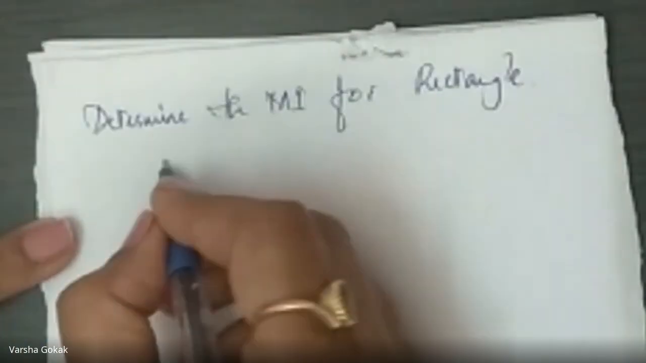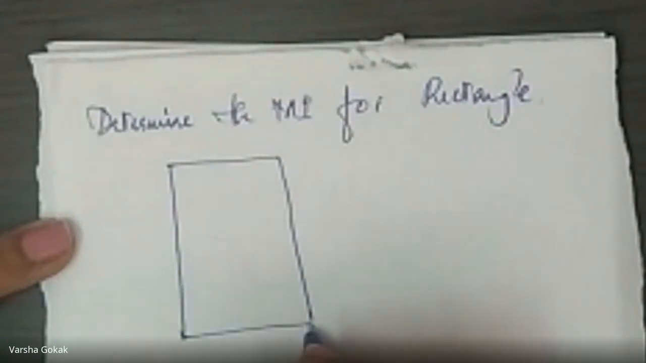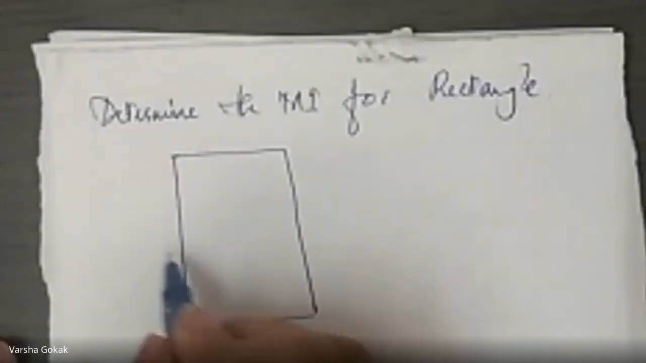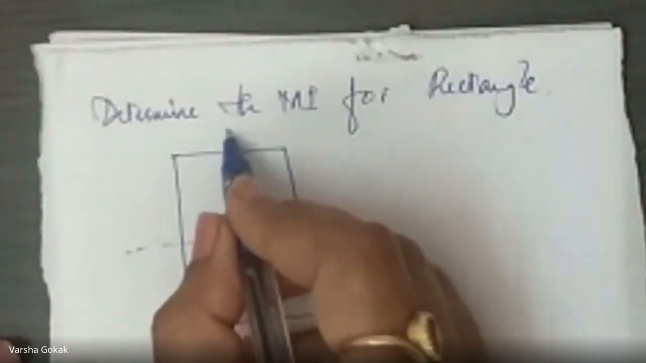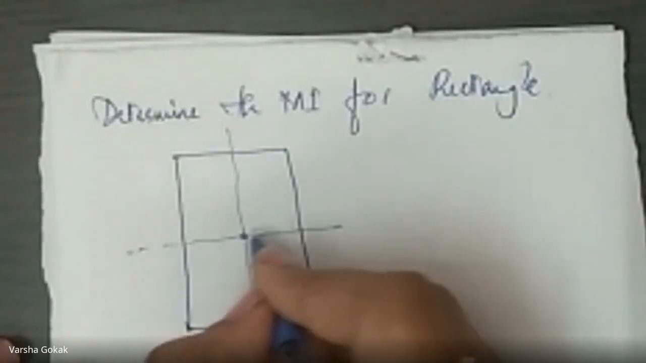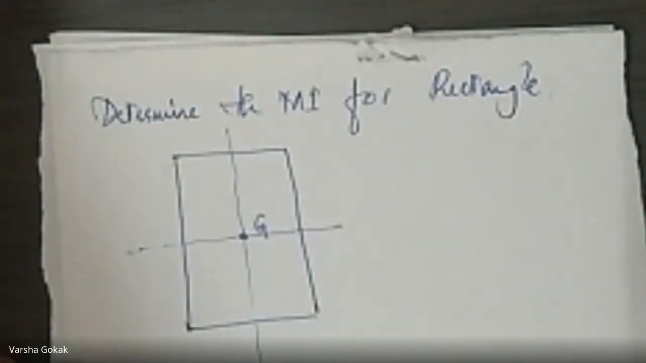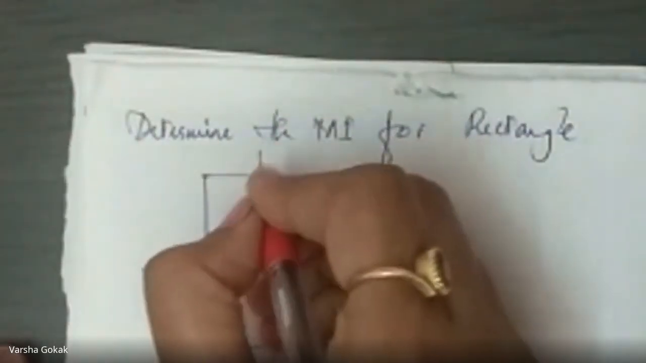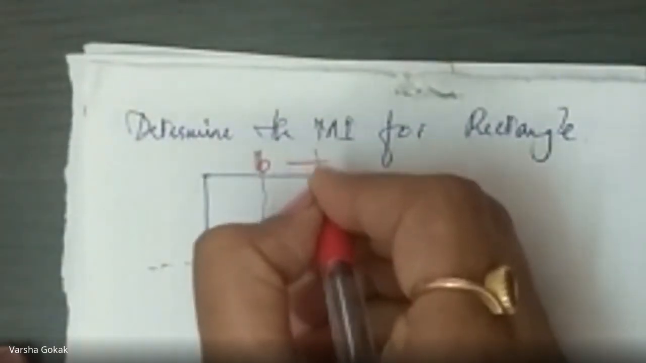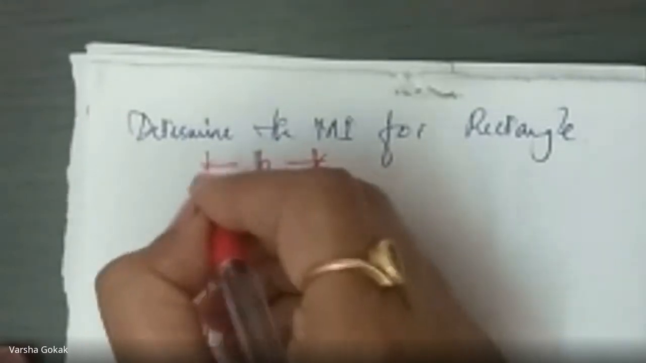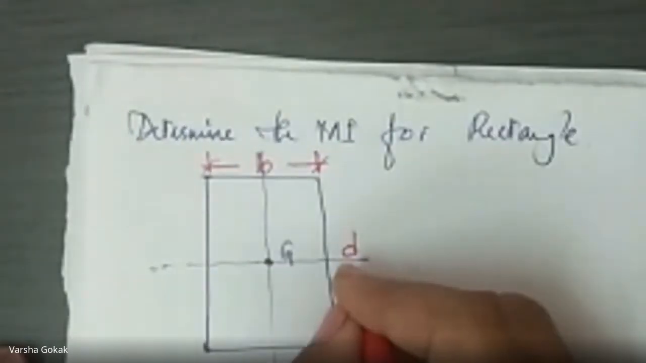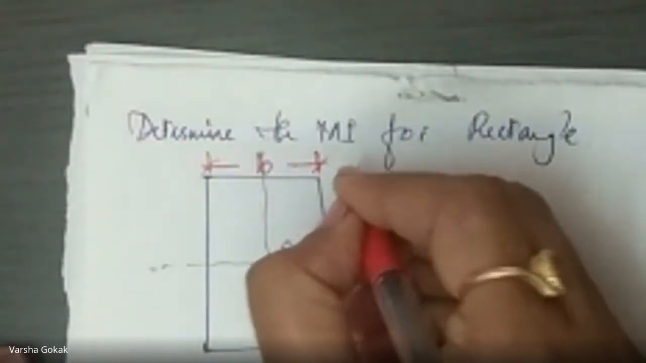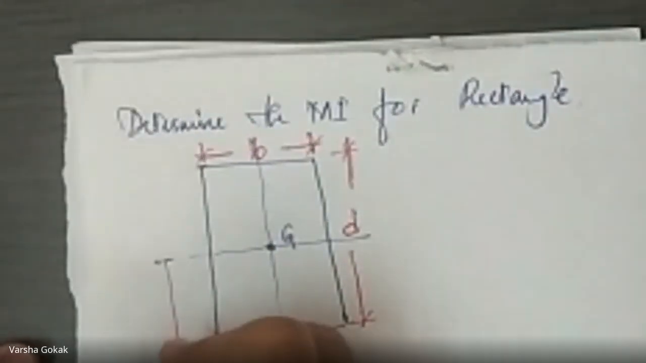So I need a rectangle, let us draw a rectangle, and we will locate the CG of the rectangle. So here is your CG of the rectangle. Agree? We did CG last week. So this is the centroid, correct? If I say B is the breadth and D is the depth, okay? B is the breadth and D is the depth. What is this distance going to be?